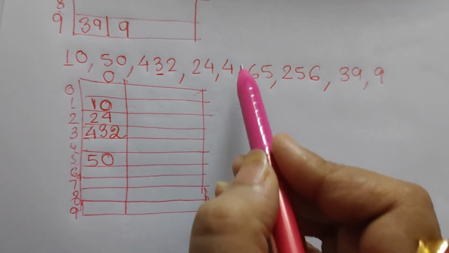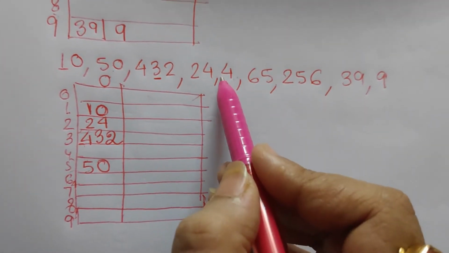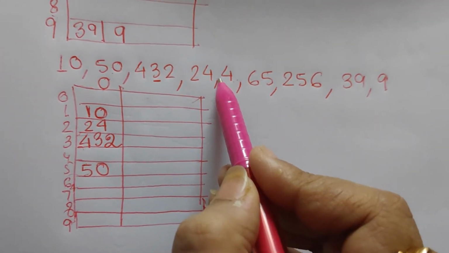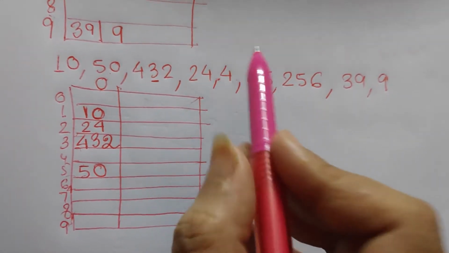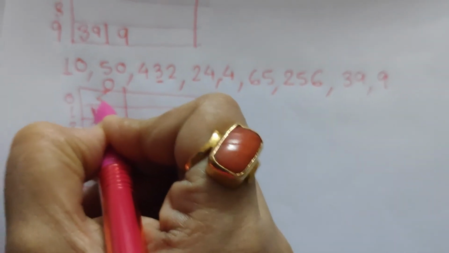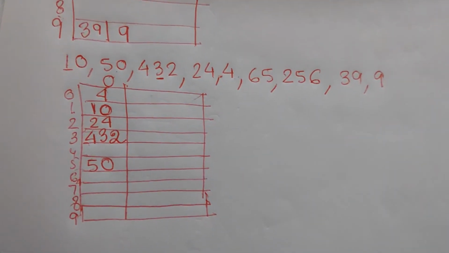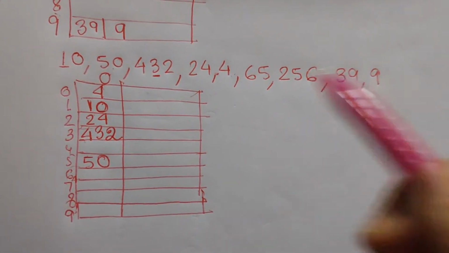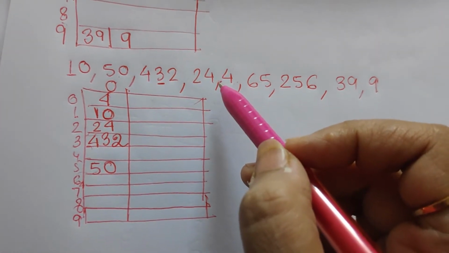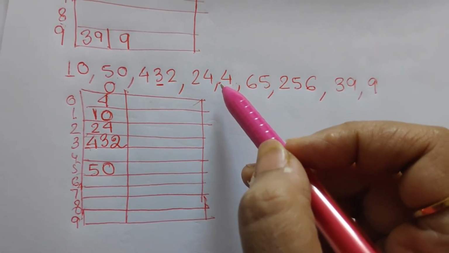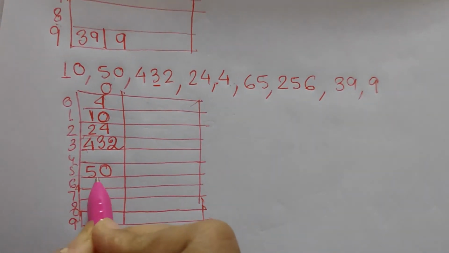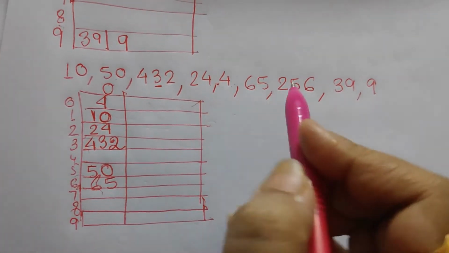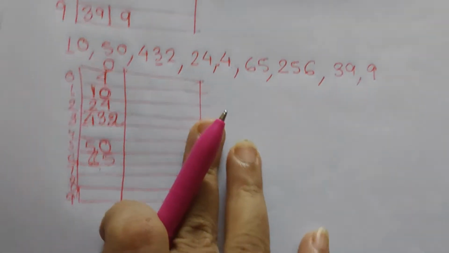After that, 4. Now when you come to the digit 4, there is no tens place number. Correct? So the tens place number will be 0. As a result it will be put in the 0th row, because there is no tens place number and the tens place number is 0. Correct? 65 will be put over here because it has 6 as the tens place digit.